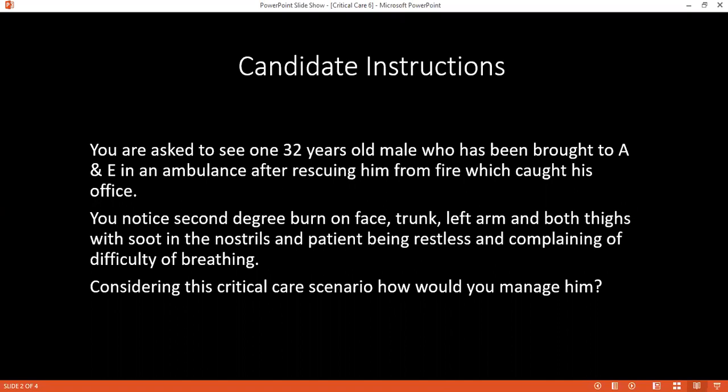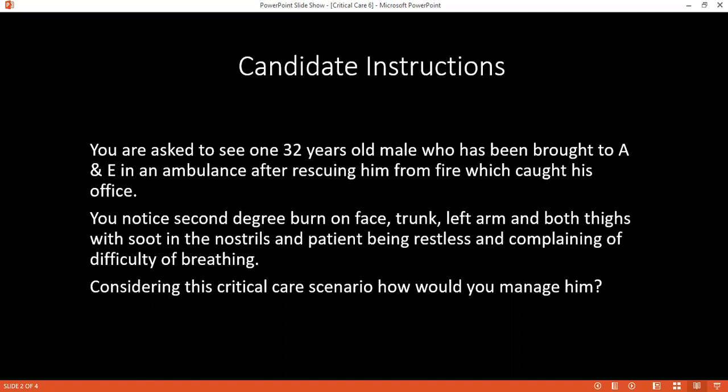100%. Okay, good. Would you intubate this patient? If there is a risky airway and inhalational injury, a difficult airway, complaints of difficulty of breathing, and you can see soot in the nostrils. According to the pulse oximeter oxygen saturation and the ABG or VBG blood sample, we can consider intubation if the airway is not secure.